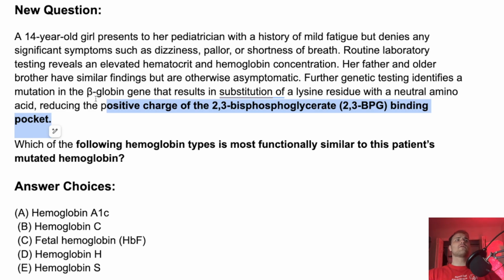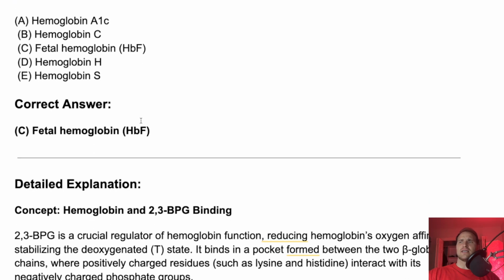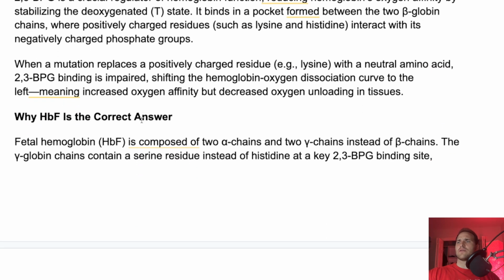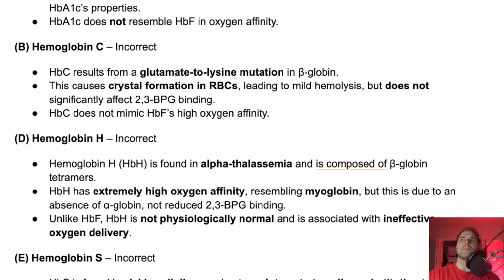But our big question is, what are the other options A, B, D, and E going to be associated with? So let's dive into these. Okay, hemoglobin A1c. You probably have heard this in association with diabetes. That's formed when glucose attaches to hemoglobin A in diabetics. So you get HbA1c. When glucose attaches to the hemoglobin, it doesn't change the binding affinity very much, and it doesn't mimic HbF.